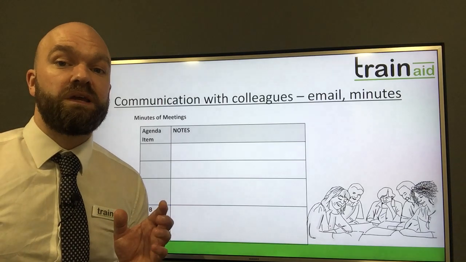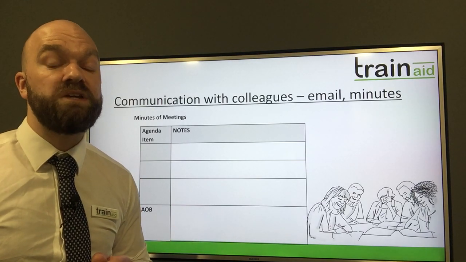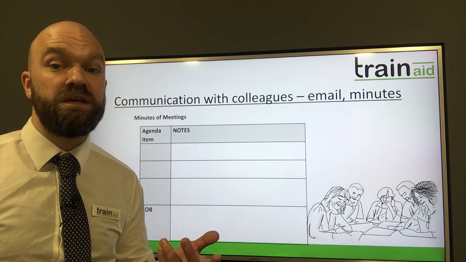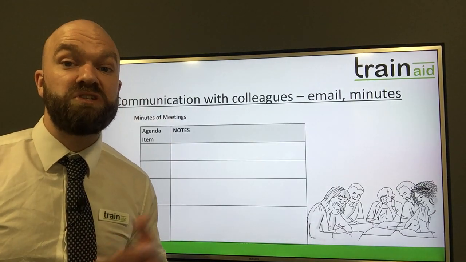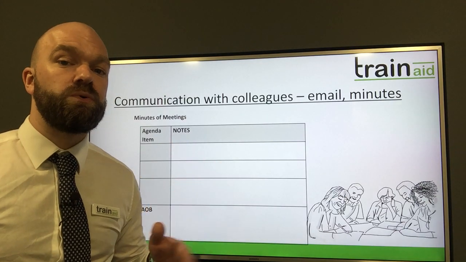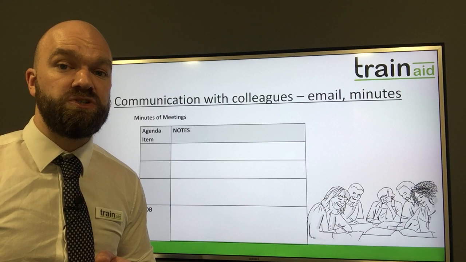Now, the next one is looking at communication with colleagues. This could be screenshots of emails, minutes of the meeting, and it looks like we could include things such as agendas as well. We're looking to see 5 different examples again of different types of communication.